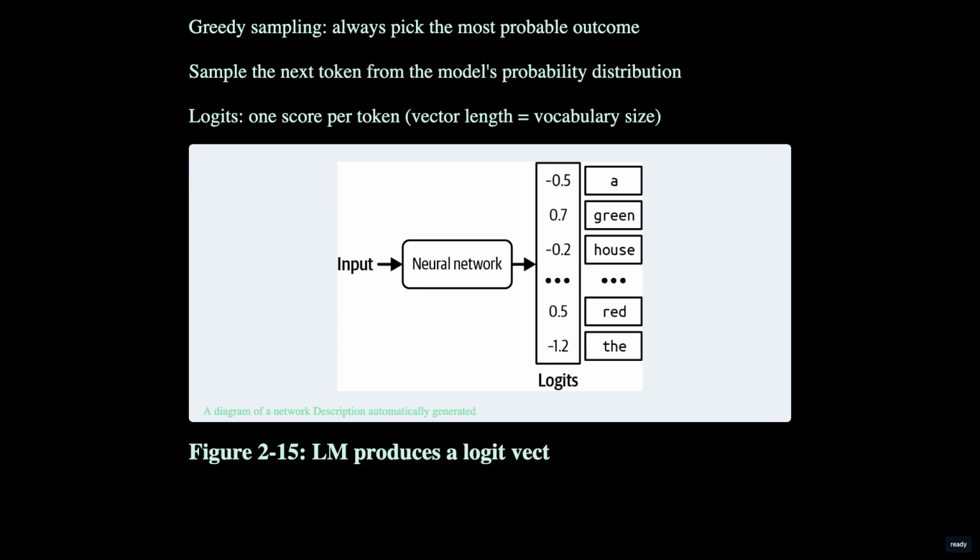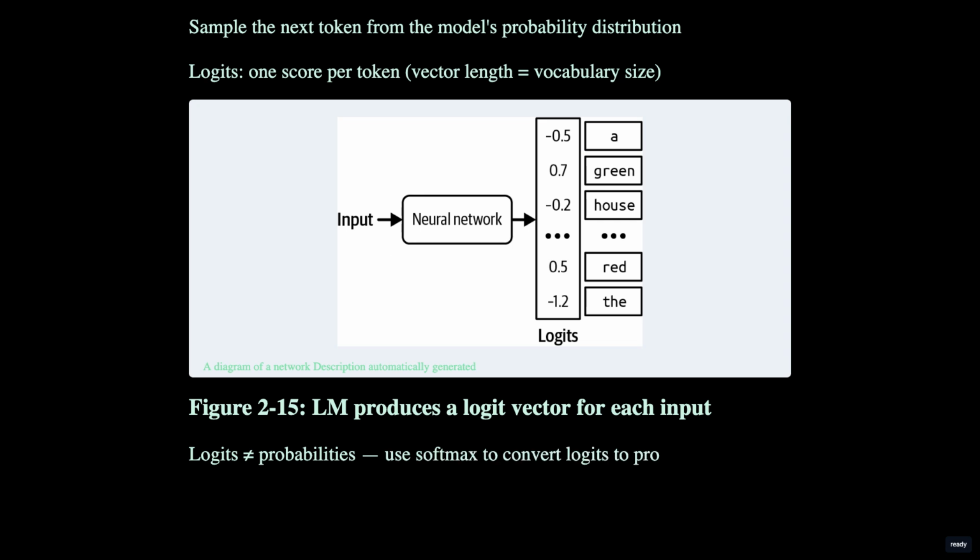This figure shows that for every input, the language model computes a logit for every token in its vocabulary, producing a logit vector. Those logits are then converted into probabilities, typically via softmax, to choose the model's next token. Logits are raw model scores. Bigger logits imply higher likelihood, but they are not probabilities. They can be negative and do not sum to 1.